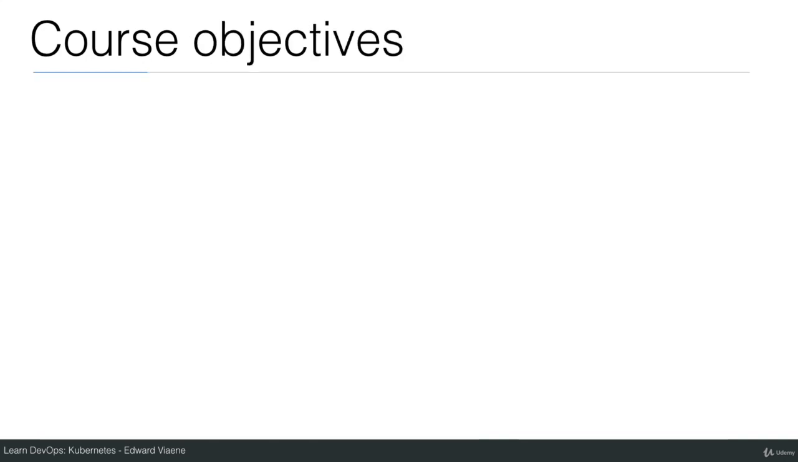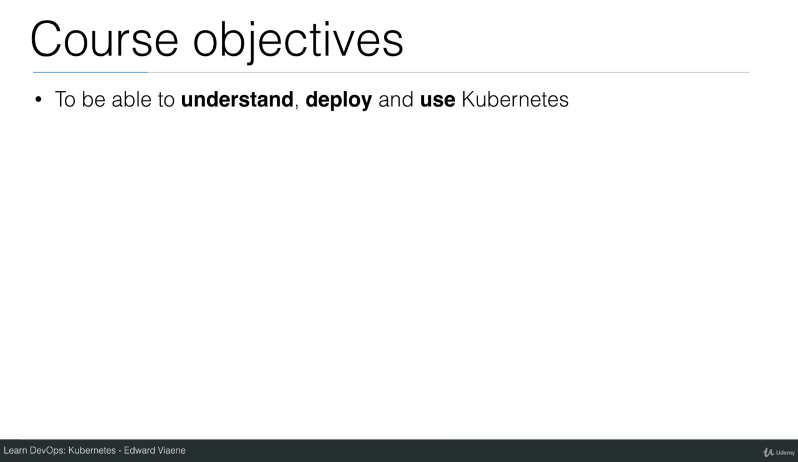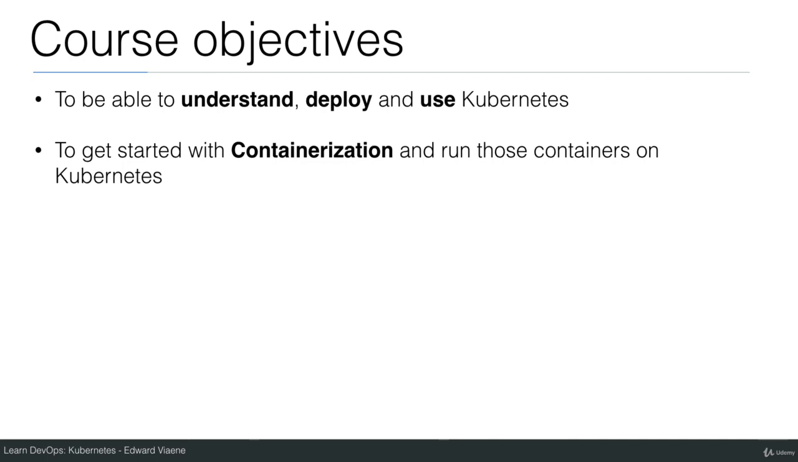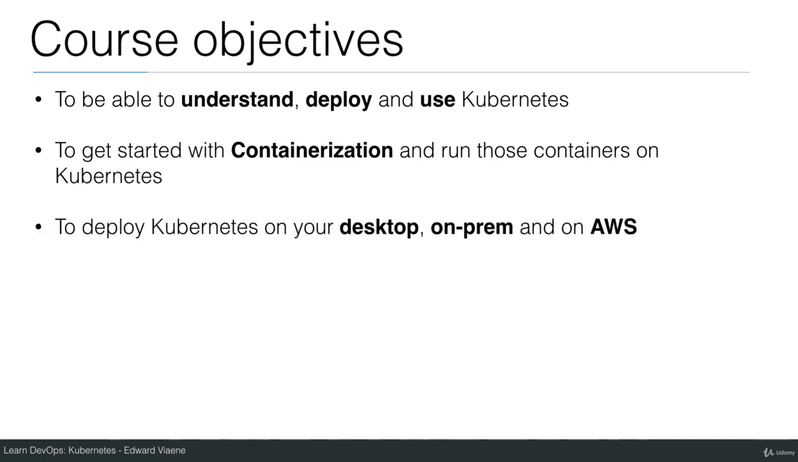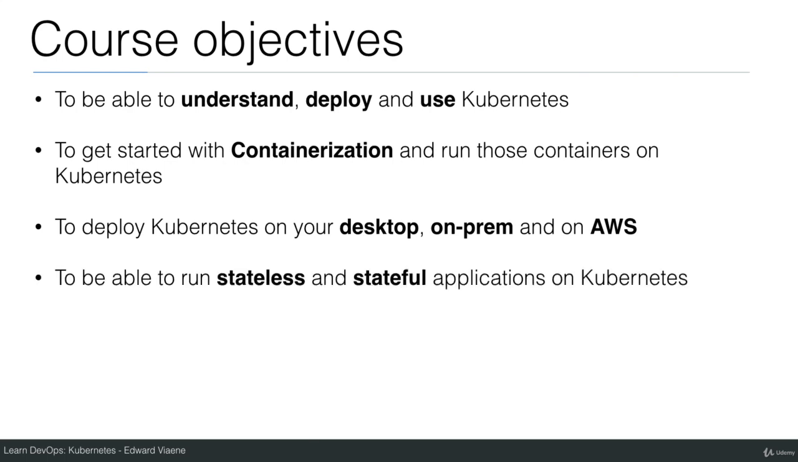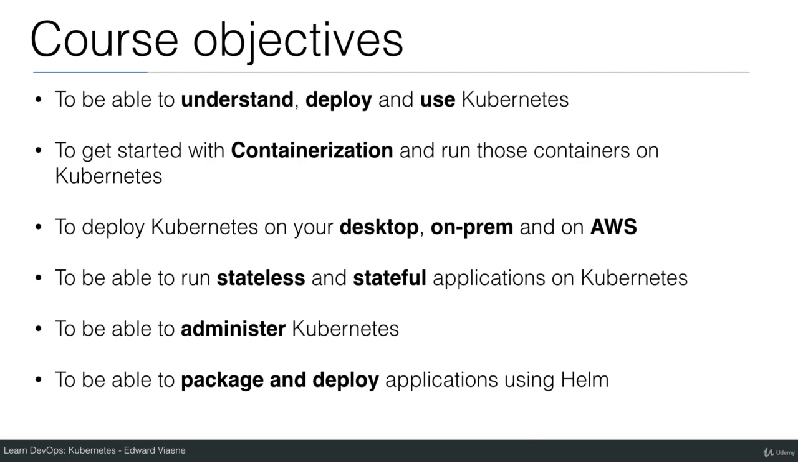Course objectives. After this course, you should be able to understand, deploy, and use Kubernetes. You should be able to get started with containerization and run those containers on Kubernetes. To deploy Kubernetes on your desktop, on-prem, and on AWS, to be able to run stateless and stateful applications on Kubernetes, and to be able to administer Kubernetes. You should also be able to package and deploy applications using Helm. And this last one is quite an important one.